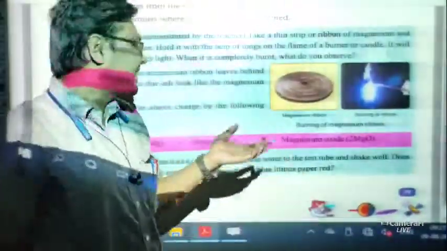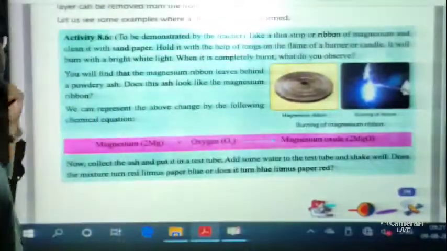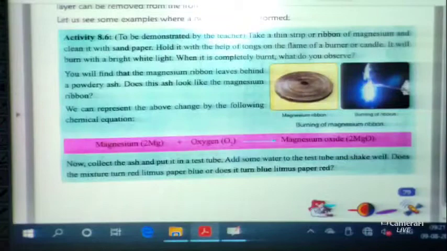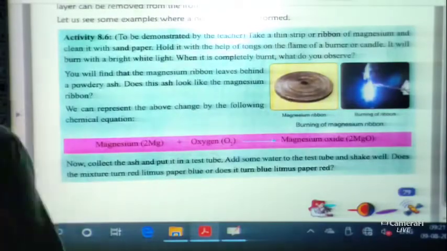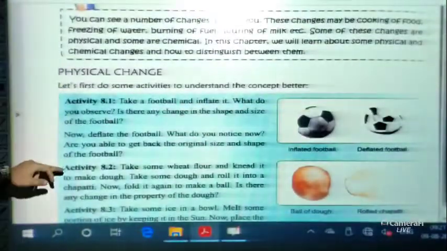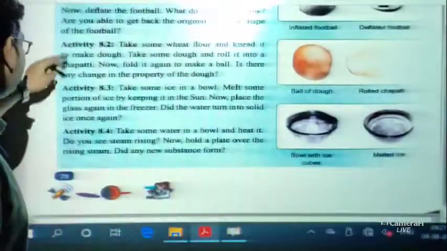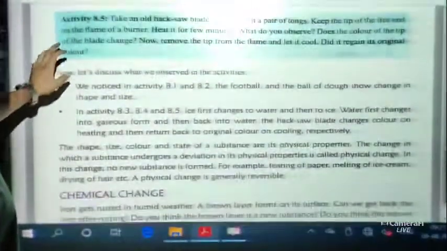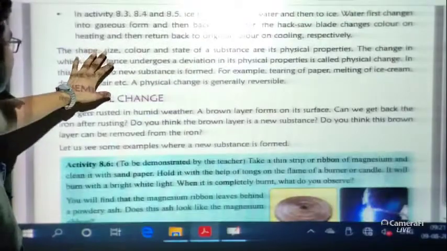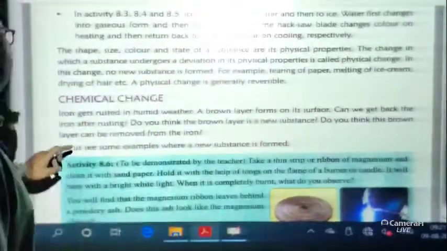So students, this is the second video lecture of this chapter, physical and chemical changes. In the previous lecture, we have seen a few activities regarding physical changes. Then we discussed what the results or end products of these activities are, and then we discussed the properties of physical changes.